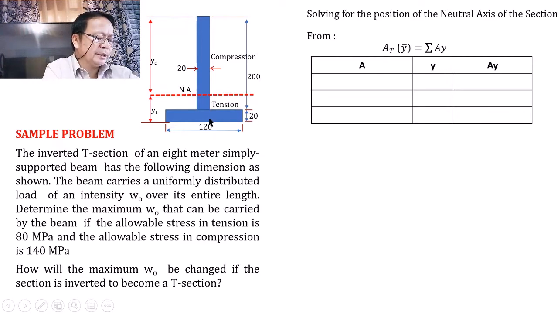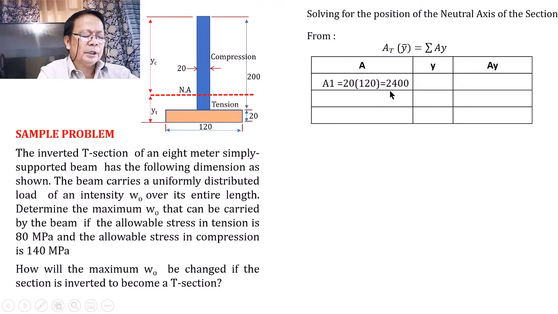So if we select this part, the lower flange, it will be our first area. This area would have a magnitude equal to 20 multiplied by 120, that is equal to 2,400. This area would have its centroid somewhere here, and the location of the centroid from the same reference axis that we have selected will be 1/2 of 20, which is equivalent to 10. So you have here a value of y equal to 10. If this is multiplied, you would have the product Ay, and that value will be equal to 24,000.